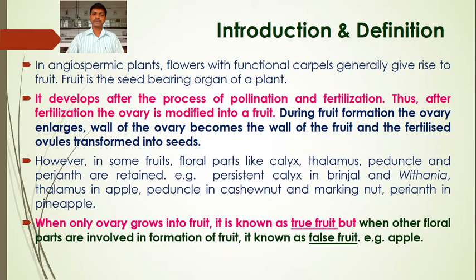So when only the ovary grows into fruit, or one can say the fruit is developed from the ovary alone, it is known as the true fruit. But when other floral parts are involved in the formation of the fruit, it is known as false fruit. True fruit develops from the ovary alone, while in the formation of the false fruit other floral parts are also involved. So these are the two types of fruit.